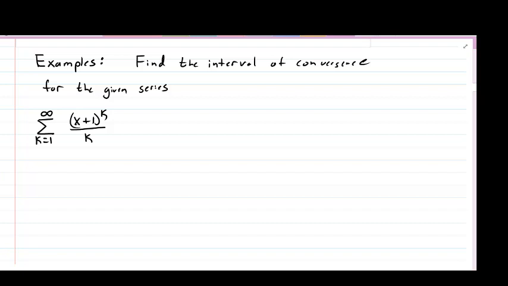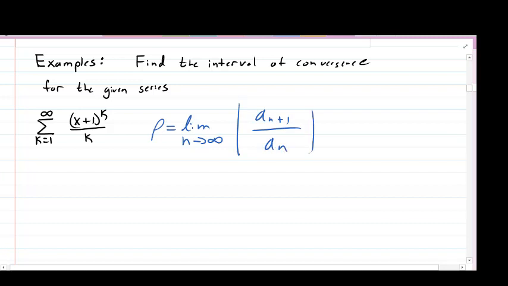So here we've got (x plus 1) to the k over k. All right. So what we're going to do is use the ratio test here. So I'm going to let rho be equal to the limit as n goes to infinity of the absolute value of a_(n plus 1) over a_n. I can leave my limit in there, sorry.